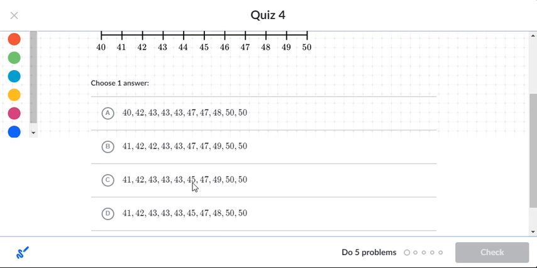So let's look to the right. We have 1, 2, 3, 4, 5. This is at 49 in the middle. It should be 48. This one, 1, 2, 3, 4, 5, the middle number is 48. So D is our answer.